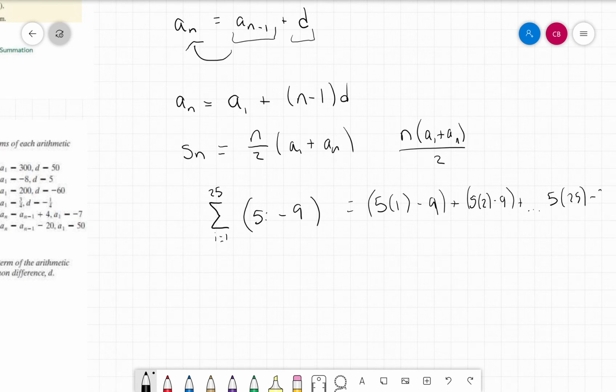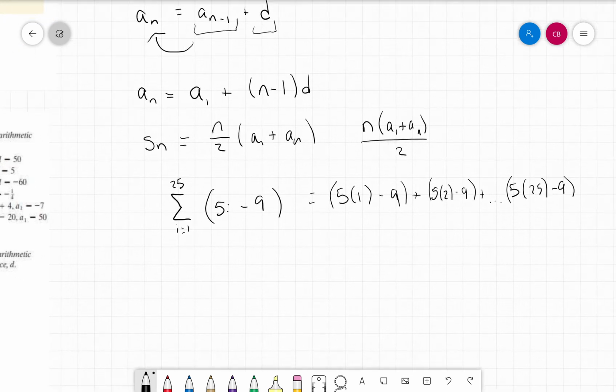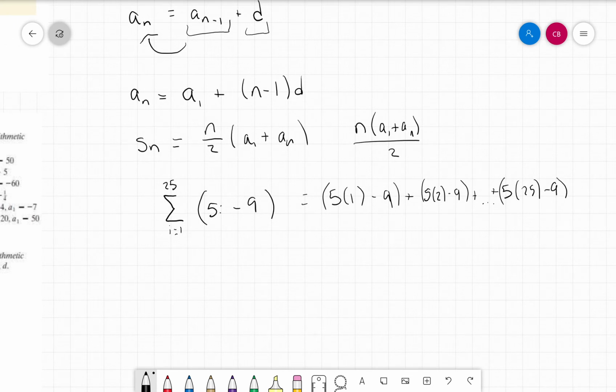That's a lot of work. So we can use this formula here, which requires us to have a_1 and a_n. So a_1 is easy. 5 times 1 minus 9 is 5 minus 9, which is negative 4. Then we need to know what a_25 is.